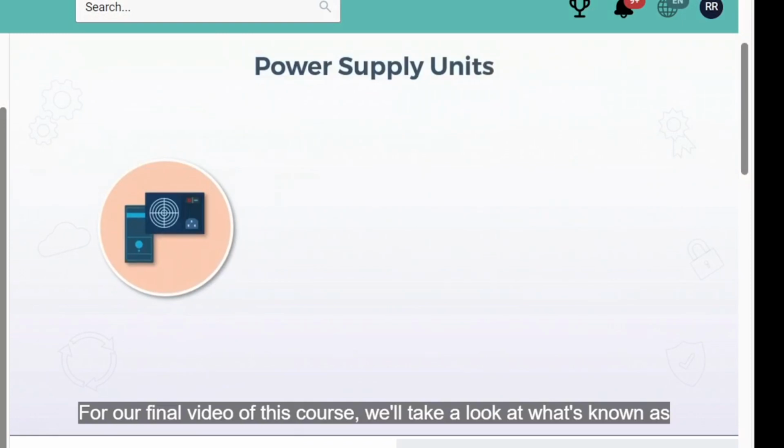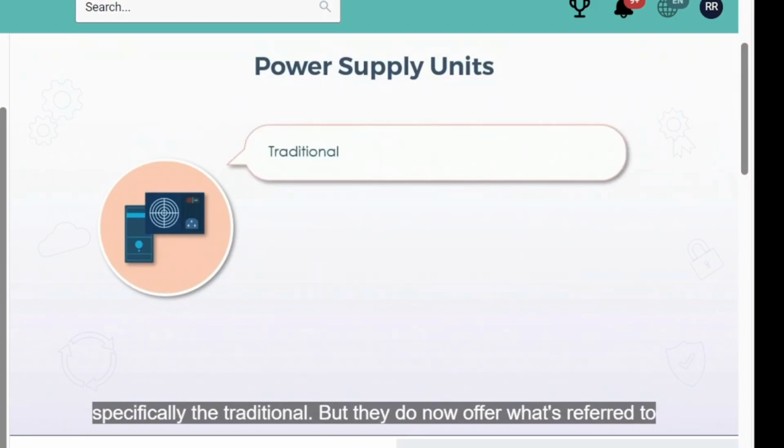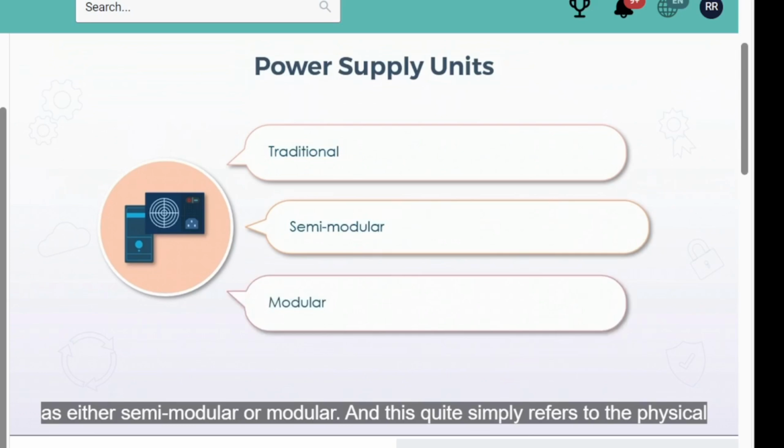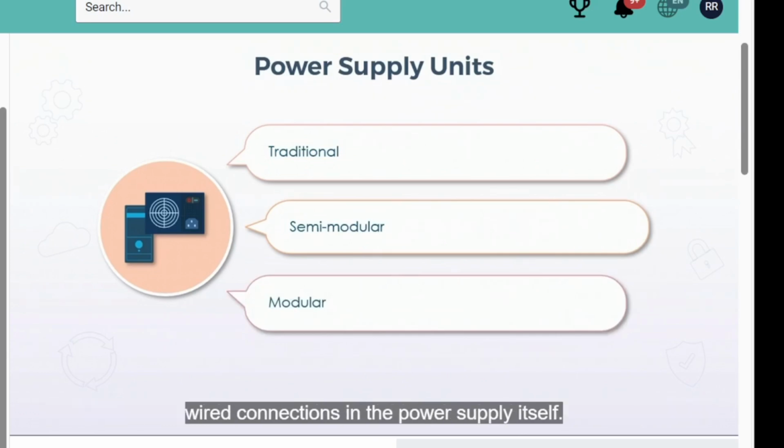For our final video of this course, we'll take a look at what's known as modular power supplies. These are still power supplies like any other, specifically the traditional, but they do now offer what's referred to as either semi-modular or modular. And this quite simply refers to the physical wired connections in the power supply itself.